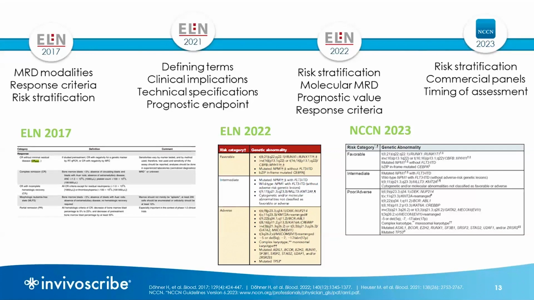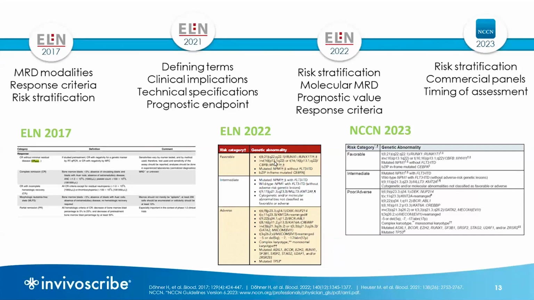And finally, important work was done to identify risk stratification at diagnosis. This graphic here represents the updated version, but it is not all that different from the one established in 2017, in which you had three risk categories: favorable, intermediate, and adverse.